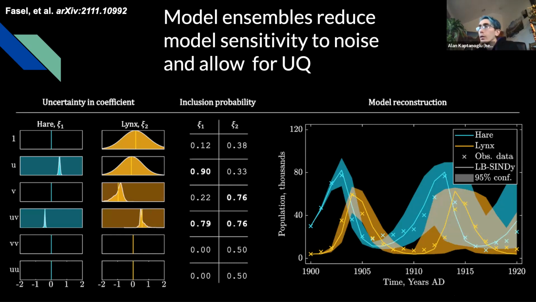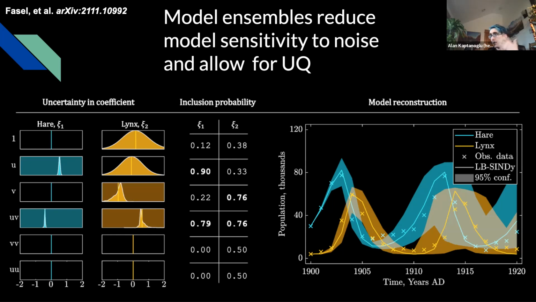Another big thing: another person in our lab, Urban Fossell, has a recent paper on model ensembles. This is a really fancy way of saying do SINDy, but subsample your data and make like 100 or 1,000 models, and then use that to actually give you statistics on the coefficients that you identify. So this is a simple Hare-Lynx system. This is like a classic predator-prey system in the dynamics field.